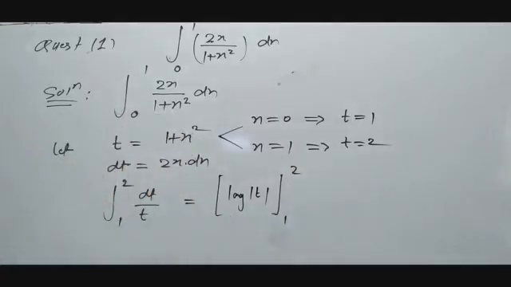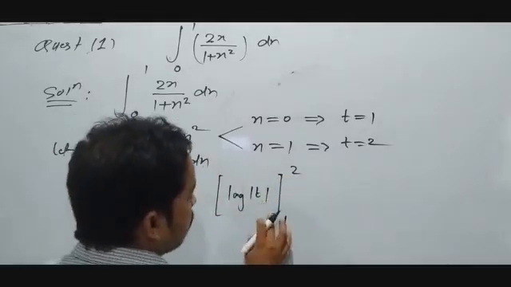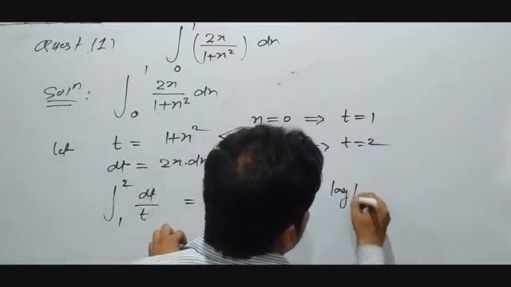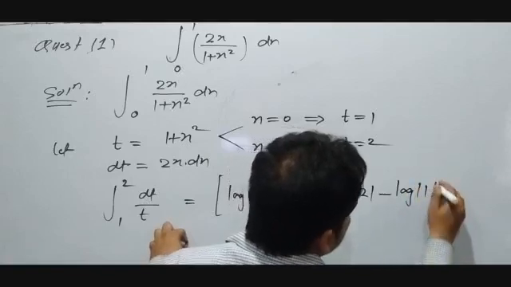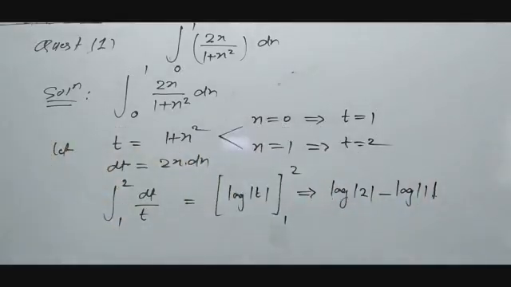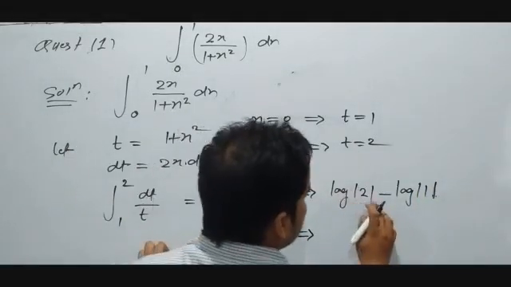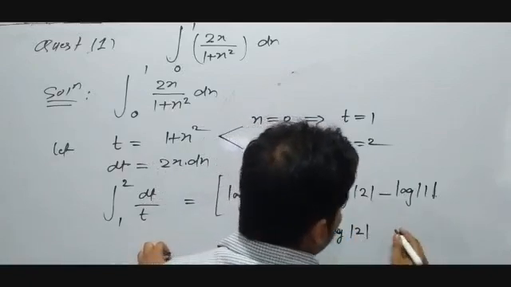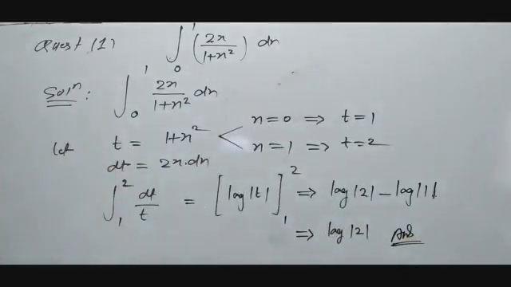Now we will put the upper limit first in this result. So the result will be log of mod 2 minus log of mod 1, and you know log 1 value is 0 and log 2 value is 0.3010. So the answer is log of 2, or you can write its value also. So log 2 is the answer. Now question number 1 is completed.